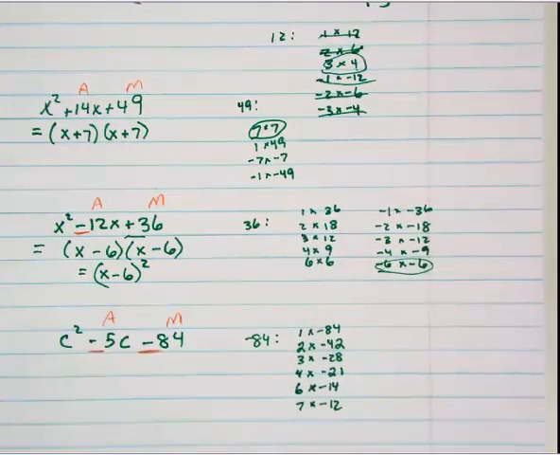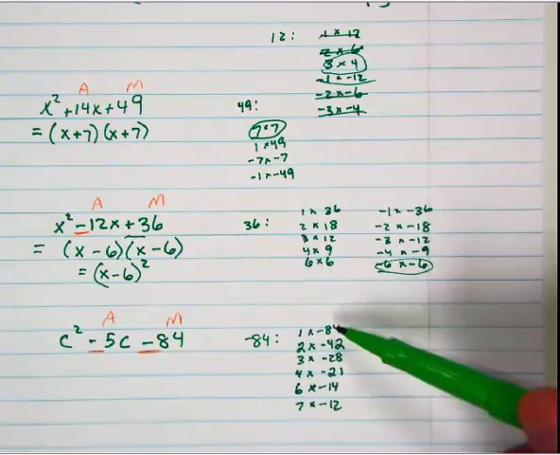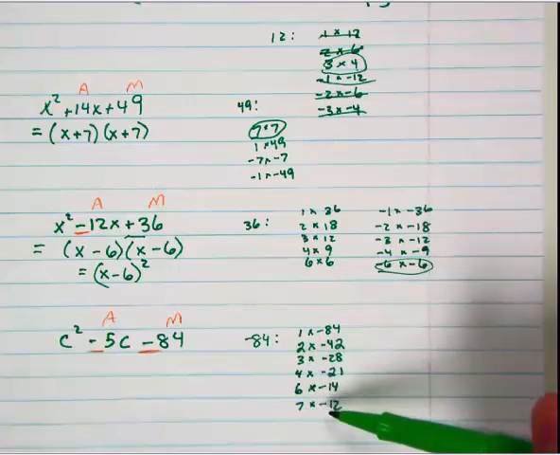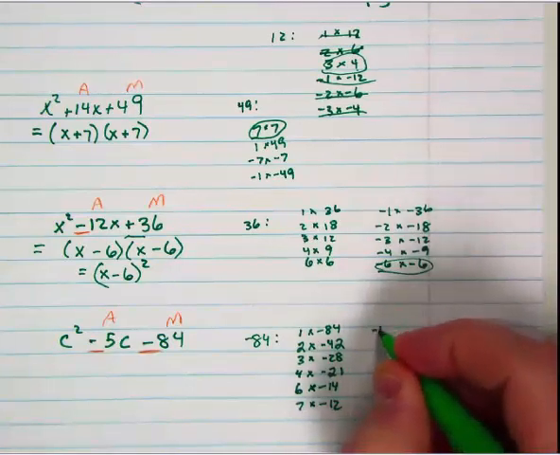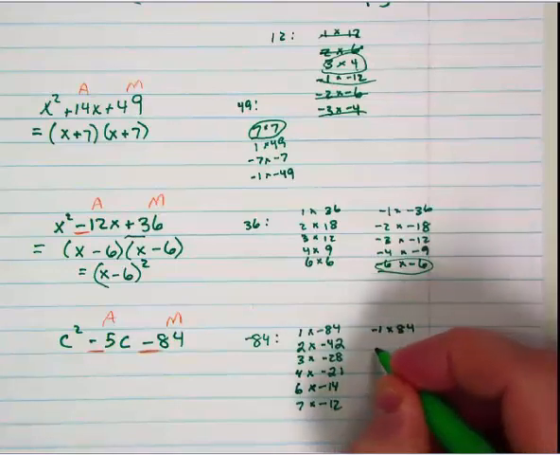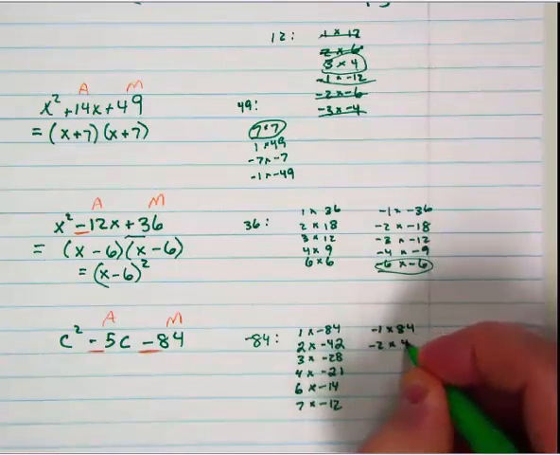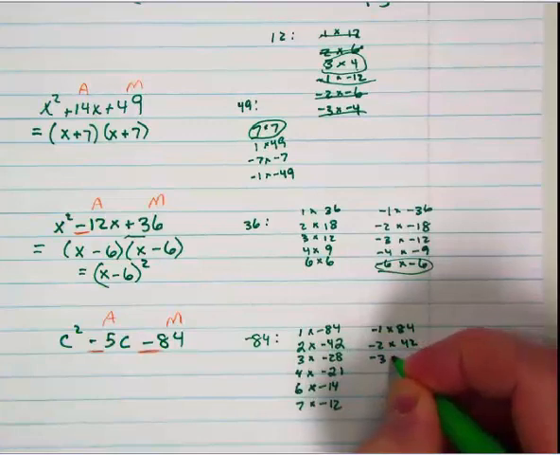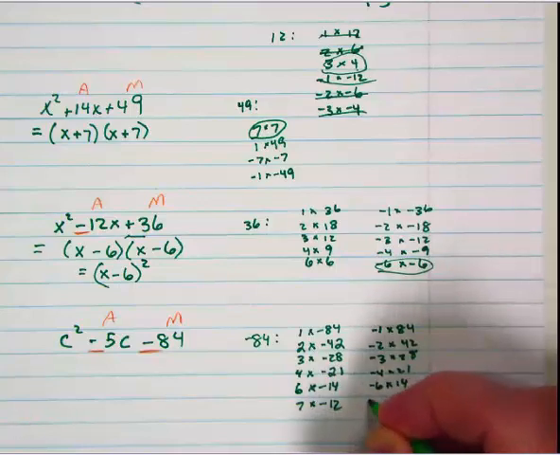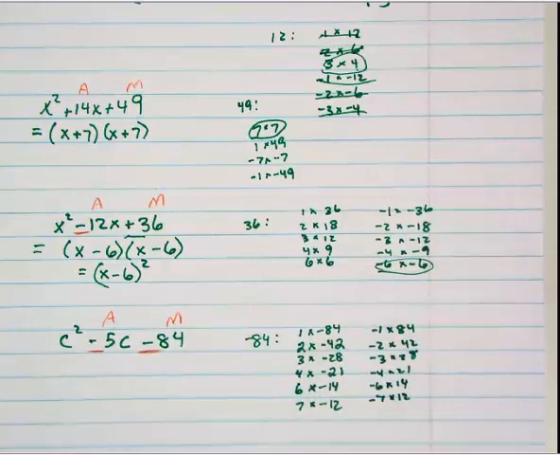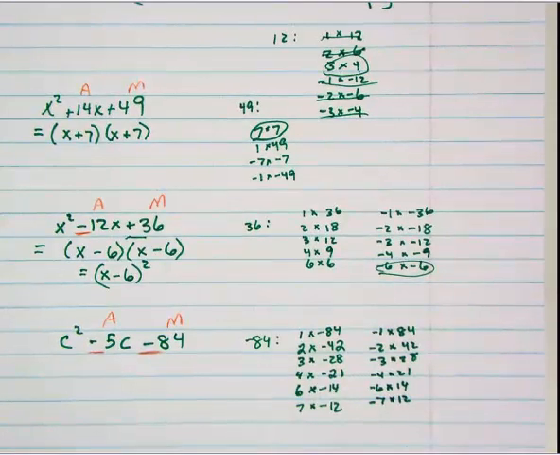Keep in mind, I chose to do this where all the second numbers were negative. I could also have it where all the first numbers are negative. So I could do negative 1 and 84, negative 2 and 42, negative 3 and 28, negative 4 and 21, negative 6 and 14, and negative 7 and positive 12. Now, which pair of those numbers is going to combine to negative 5?